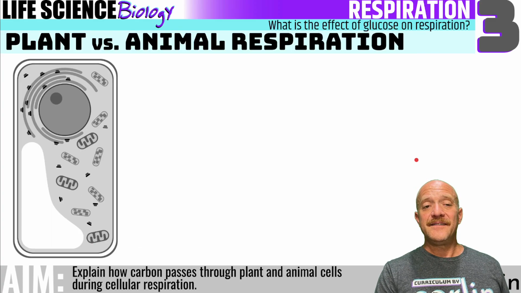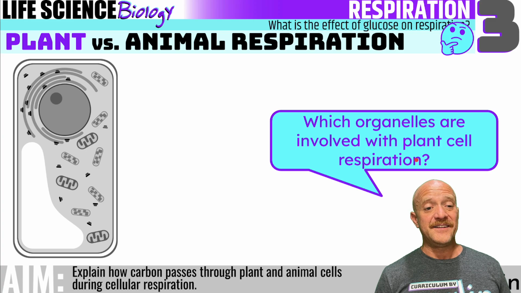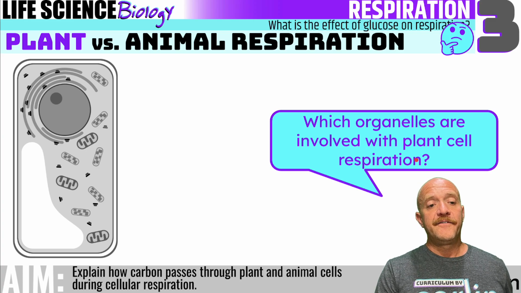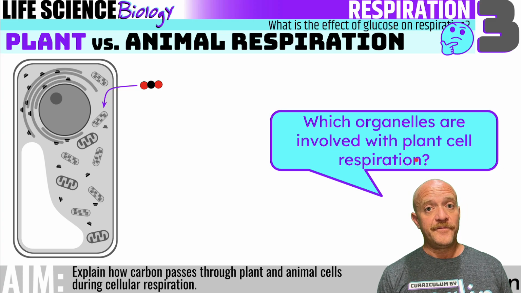Now, plants and animals do respiration slightly differently. So I want you to tell me which organelles are involved with plant cell respiration. I'm going to walk you through this. First of all, we have carbon dioxide entering through the cell wall and then the cell membrane.